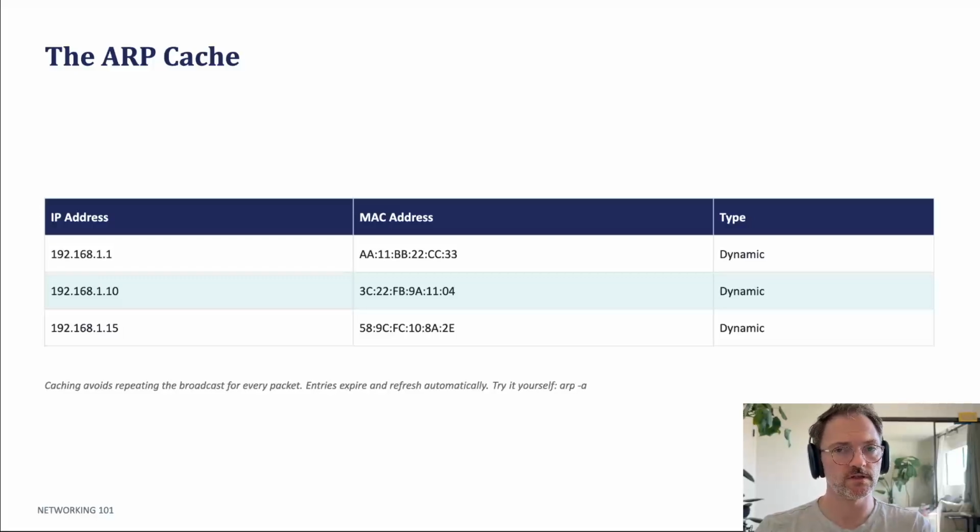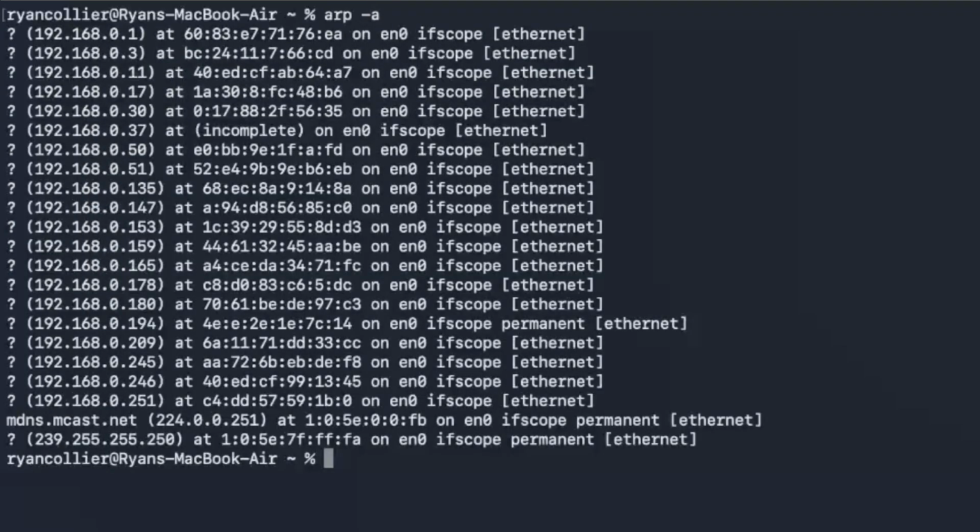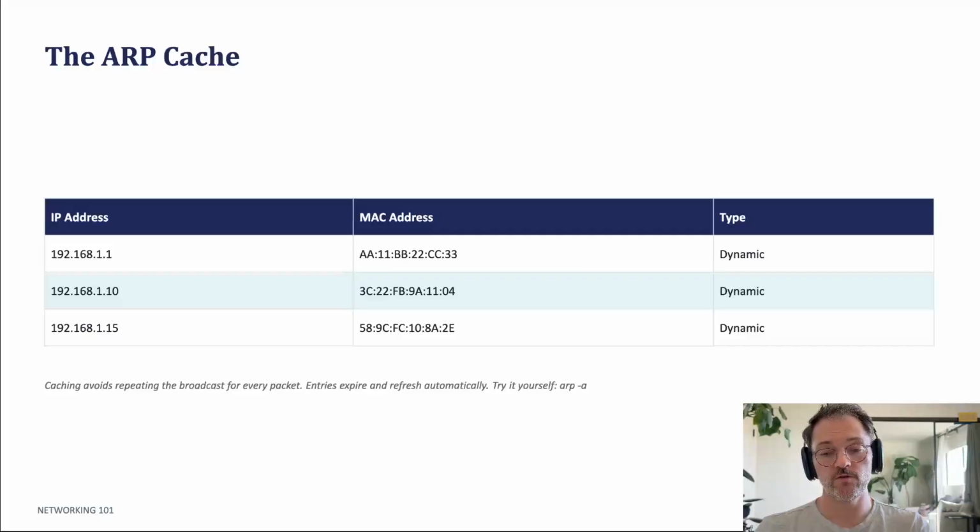And you can actually try this yourself. If you go into the command line or the terminal of your computer right now, and you type arp -a, you can see the ARP table in your own system, which is really interesting.